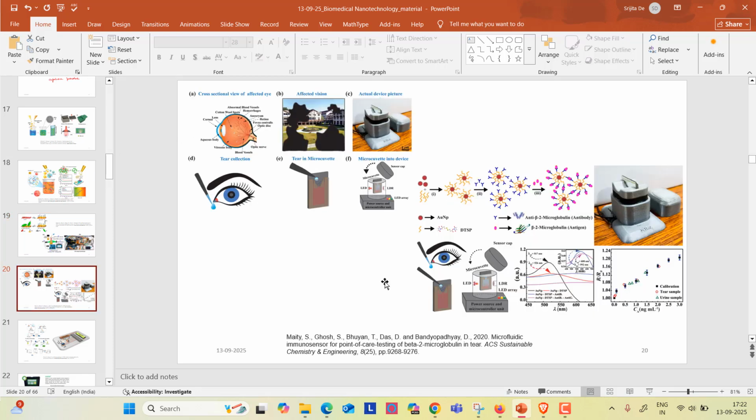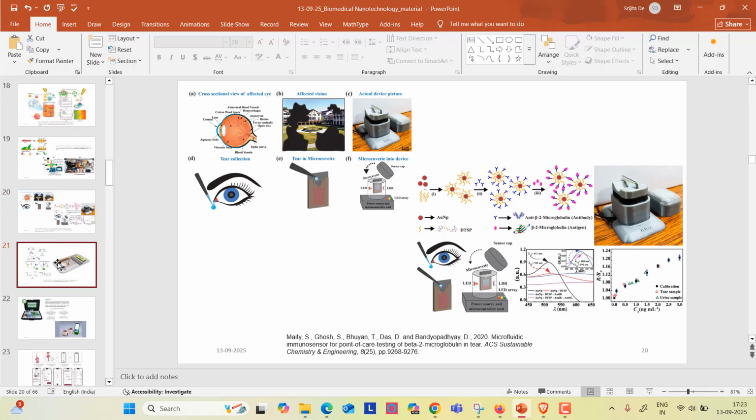Next is the micro POCD device for detection of anti B2 microglobulin, which is present in our urine sample, which can be detected for diabetes, and it is also related to our vision, right? Eye vision. So you can see the changes. You can see the device also, and this is the detector. It is also based on this colorimetric assay principle.